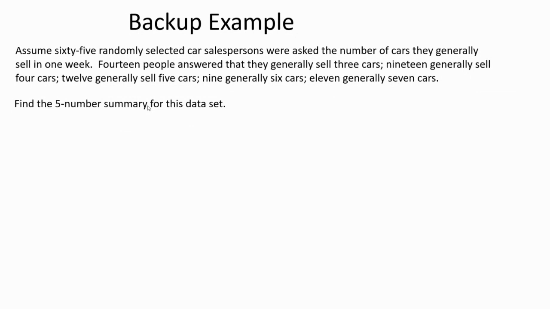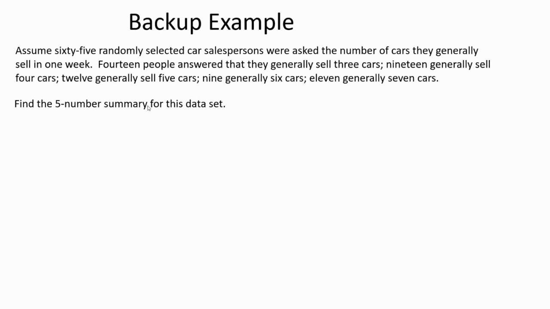It turns out you have this data: 14 of them said they sell 3, 19 of them generally sell 4, 12 of them sell 5, 9 of them generally sell 6, and 11 of them generally sell 7. Okay, so that's our data. Now what we want to do is get the 5-number summary for the data. The actual data we're dealing with is how many cars these salespeople sell.